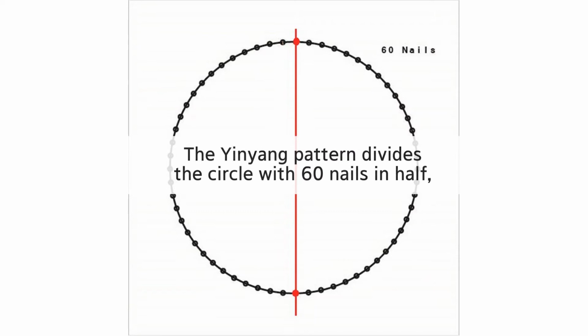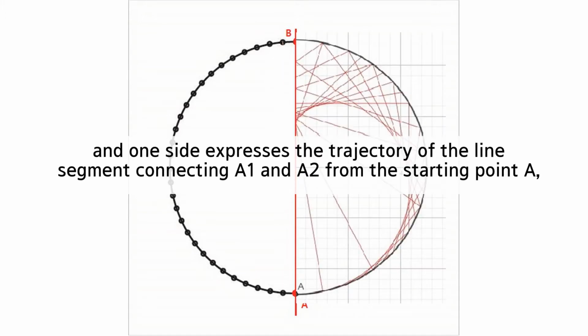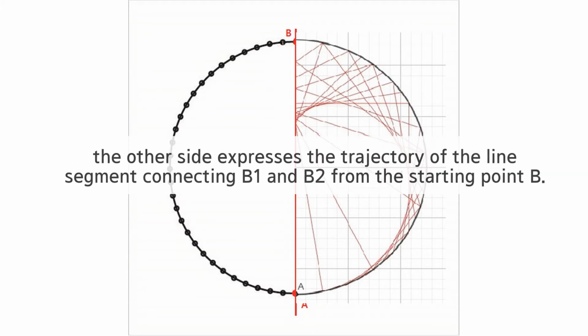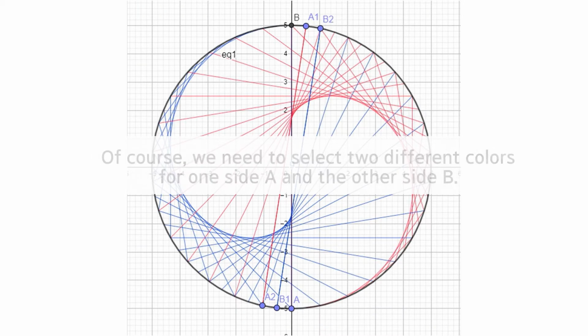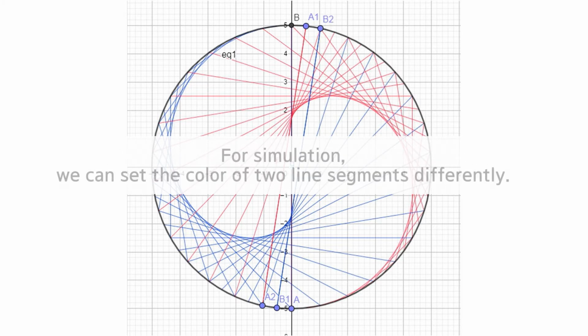The Yinyang pattern divides the circle with 60 nails in half, and one side expresses the trajectory of the line segment connecting A1 and A2 from the starting point A. The other side expresses the trajectory of the line segment connecting B1 and B2 from the starting point B. Of course, we need to select two different colors for one side A and the other side B. For simulation, we can set the colors of two line segments differently.